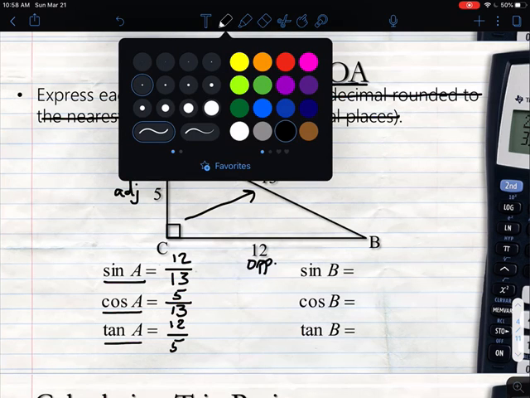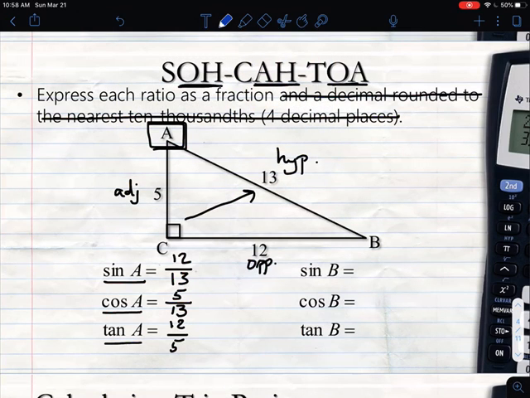Now, if we look at the other angle, in this same problem they also want to know what happens with angle B. So I have angle B here, and if I highlight that in blue, now I have to readjust.